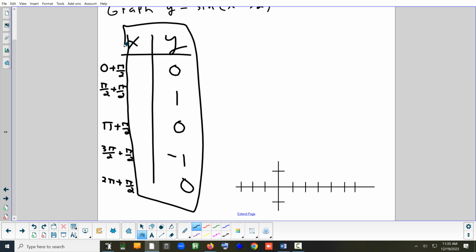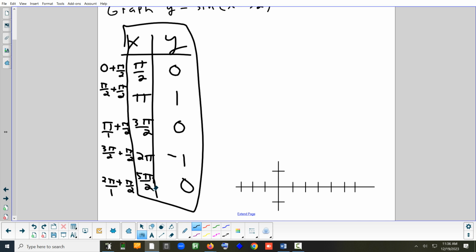What's the first one? What's 0 plus pi over 2? Pi over 2. Okay. What's pi over 2 plus pi over 2? Pi. Okay. What's pi over 1 plus pi over 2? 3 pi over 2. What's 3 pi over 2 plus pi over 2? 2 pi, which is 4 pi over 2. And what's 2 pi over 1 plus pi over 2? 5 pi over 2. Perfect. No decimals.